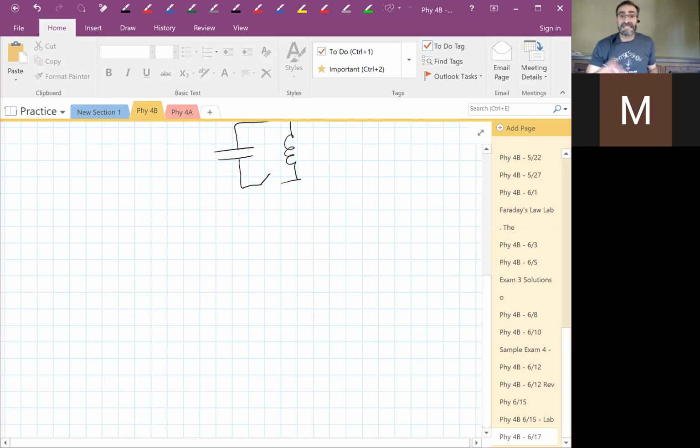And because there's no resistance in this circuit, it'll oscillate back and forth forever. We know that there's a frequency of oscillation, 1 over the square root of LC.